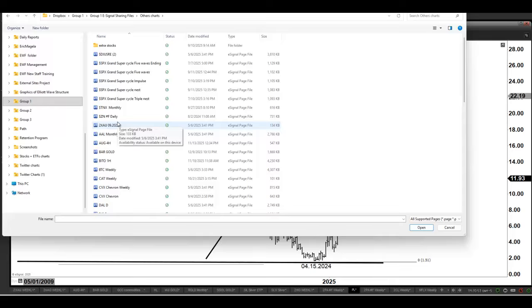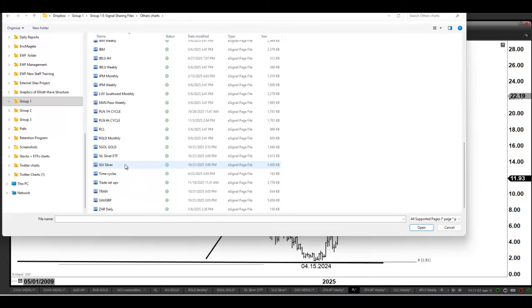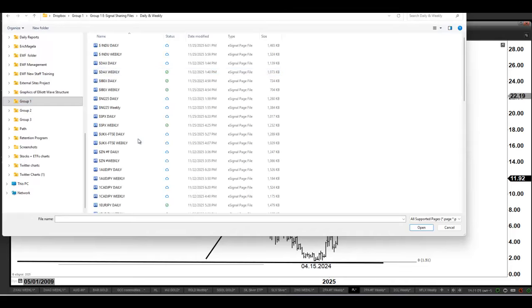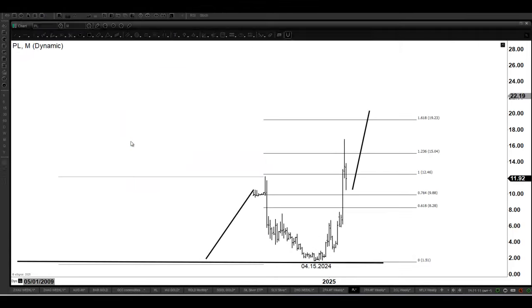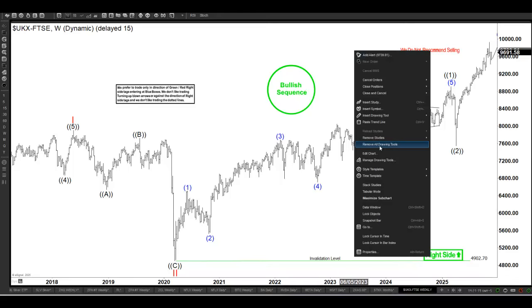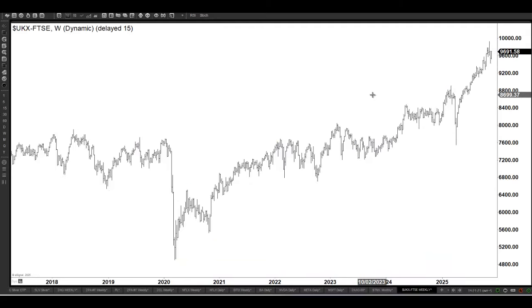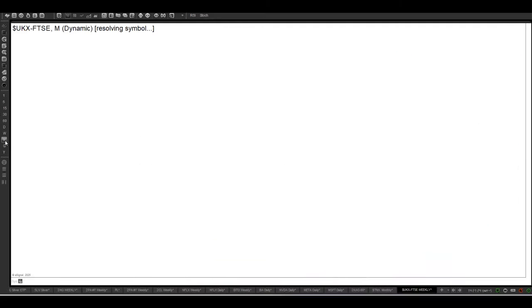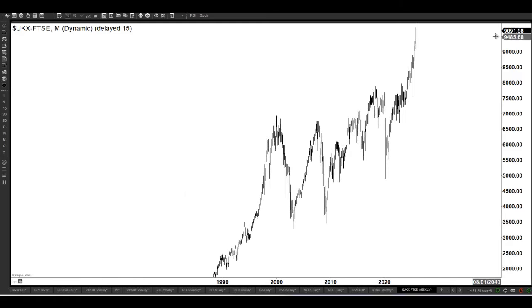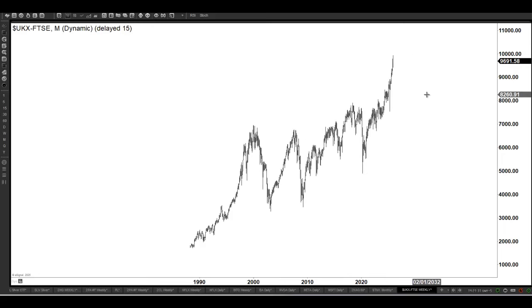Now, I was saying that the indices are not ready to crash, and there is a reason for it. It's called the FTSE. Right? Oh, now I get you. One second, Diane. This is FTSE in the grand super cycle. Right? You use the same theory.